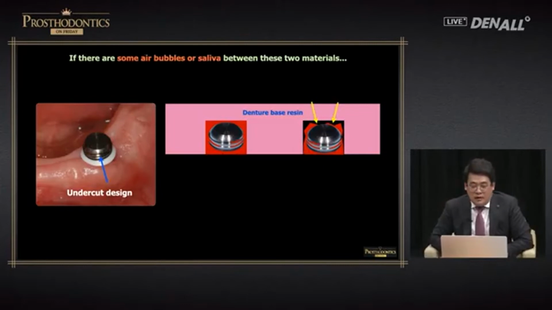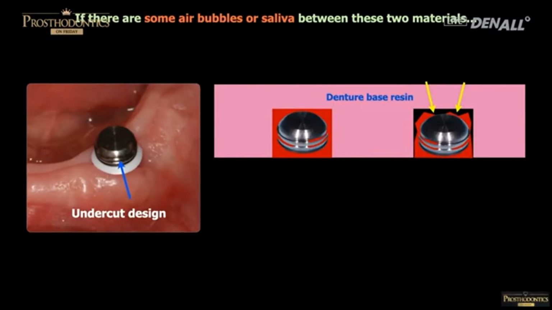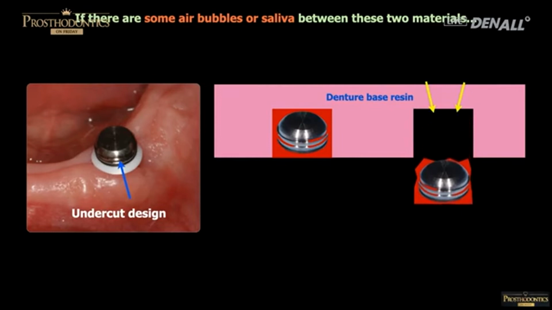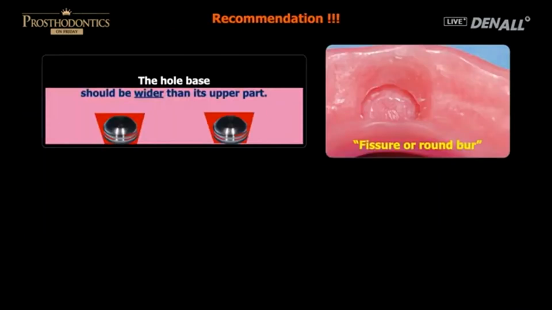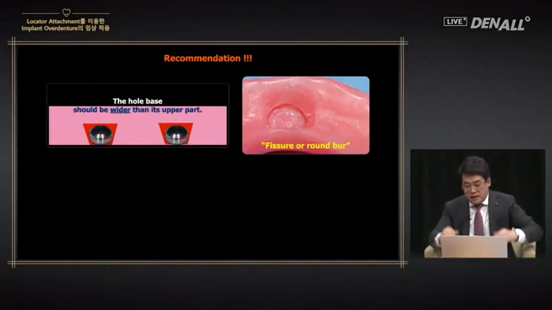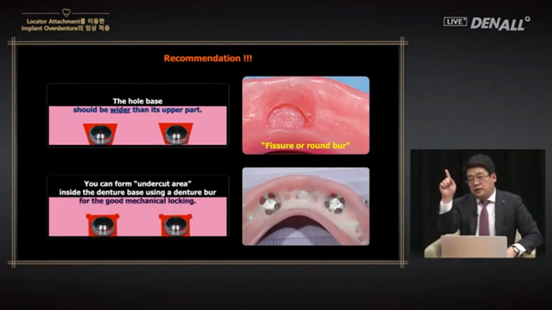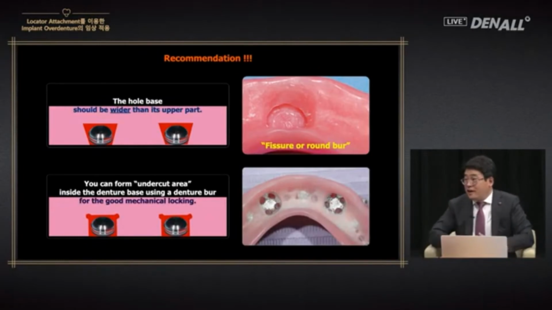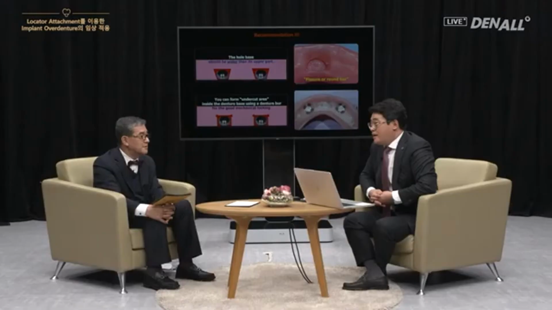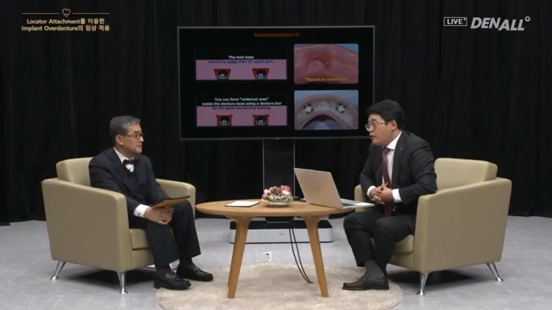I've experienced this problem twice. I wondered what I was doing wrong. Was the resin that I was using problematic? I was perplexed. It comes out like this, and since then, if you look at the denture, I thought long and hard, and I decided that the whole base should be wider than the upper portion, and I used a round burr to create what is almost like an undercut. Yes, undercut, for mechanical locking.